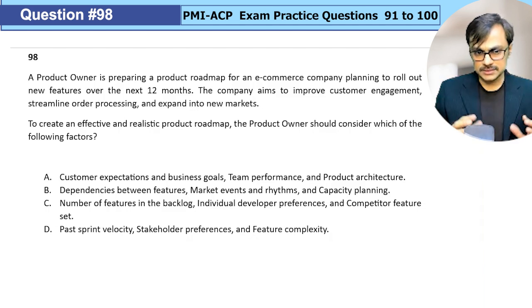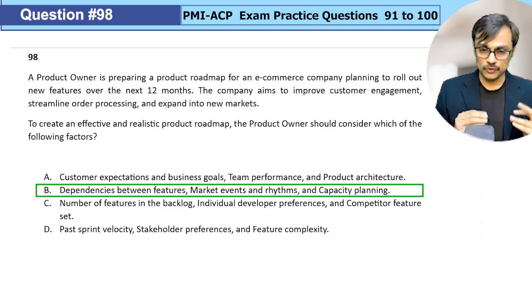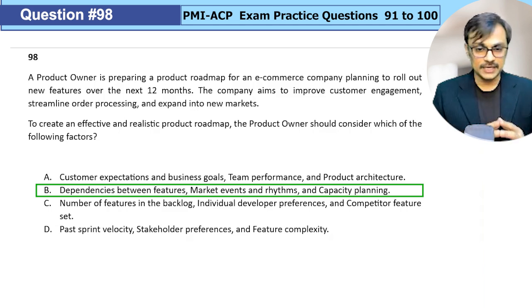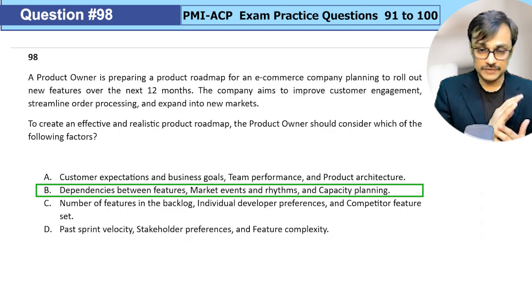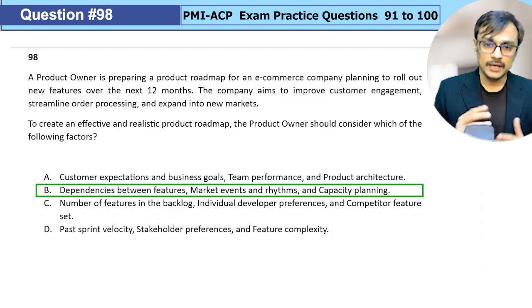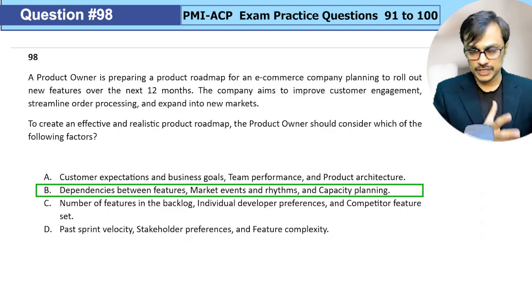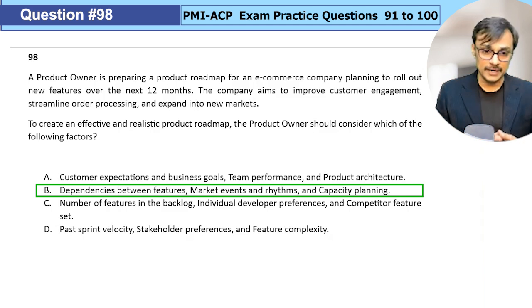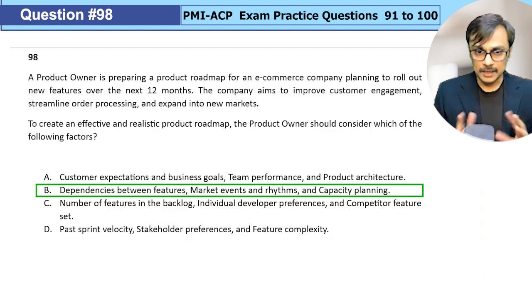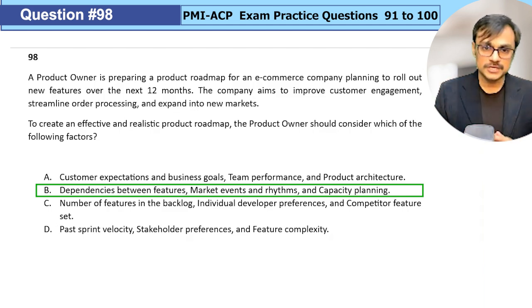Looking at this, option B looks good to me because it focuses on understanding the interdependency between features, and usually that plays a role. Market event rhythm and capacity planning are an essential input for your roadmap. Capacity planning could be estimated velocity for a given team. So those two always play a role, and understanding the interconnection between features is not a bad idea. So comparing and eliminating, I go with option B.